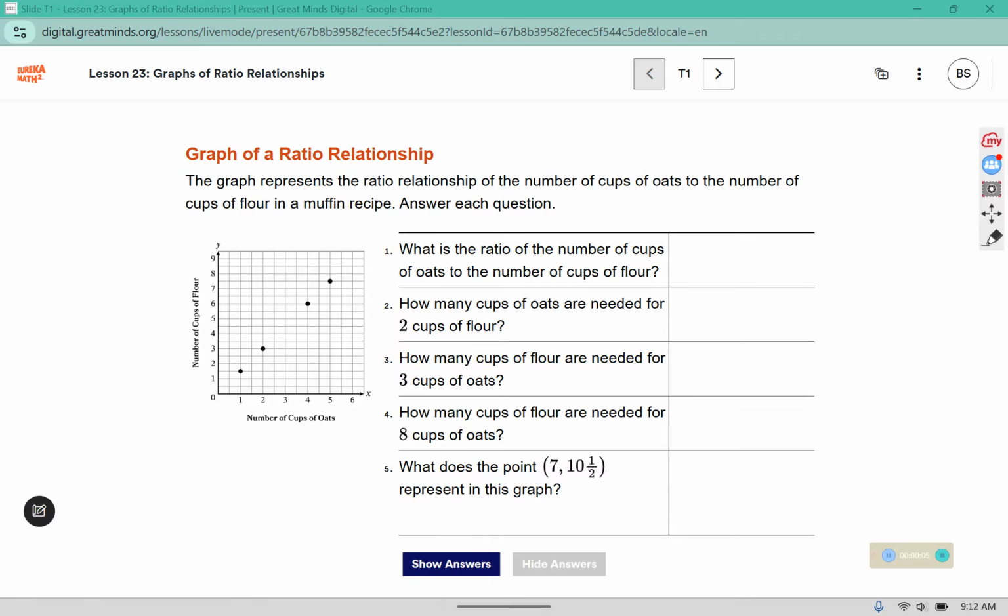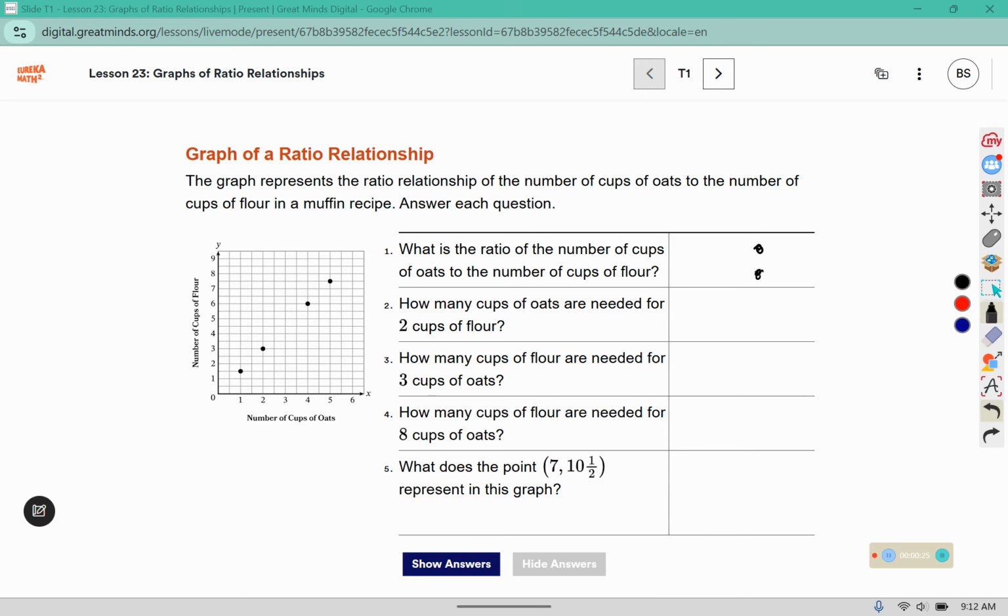The graph represents the ratio relationship of the number of cups of oats to the number of cups of flour in a muffin recipe. Answer each question. We're going to write a ratio. Remember to use the colon.